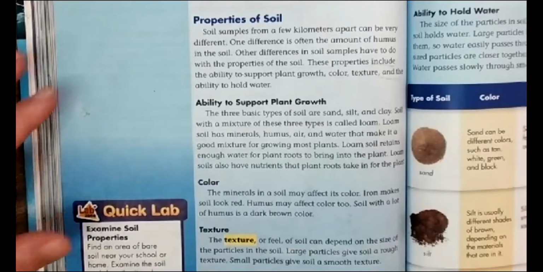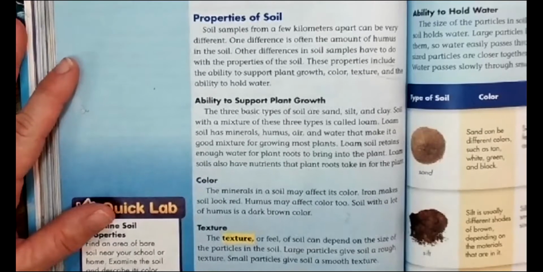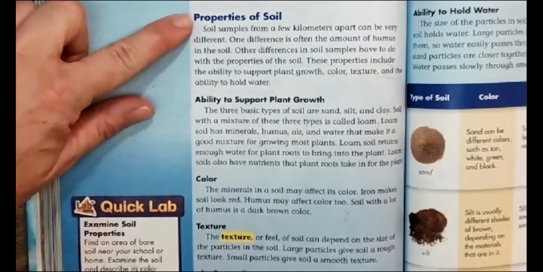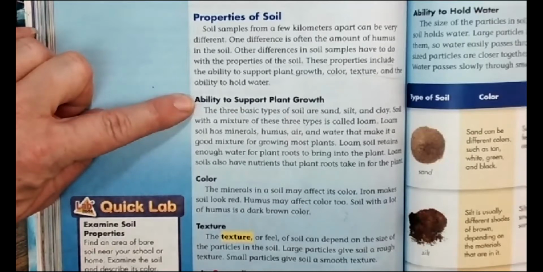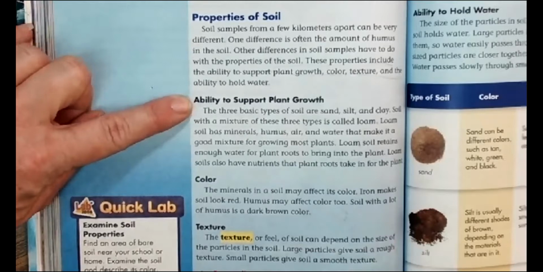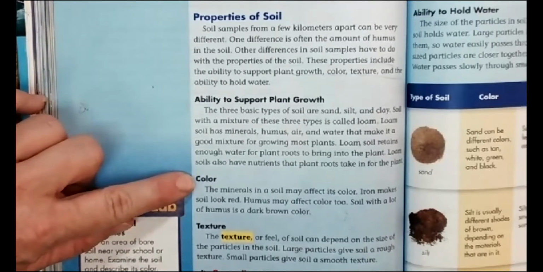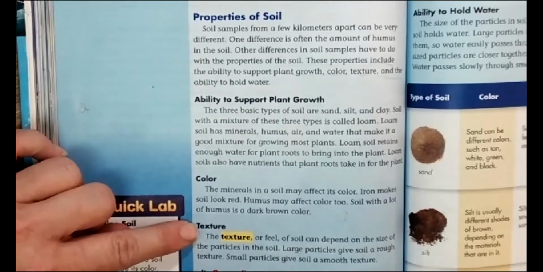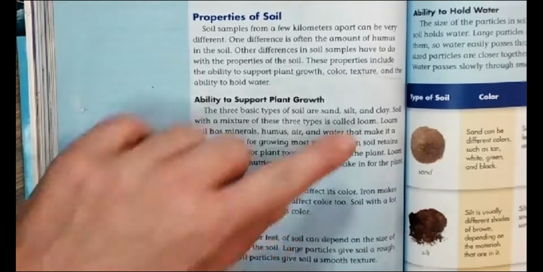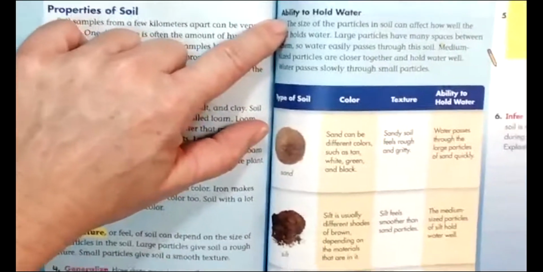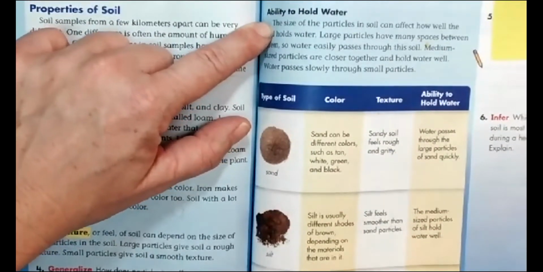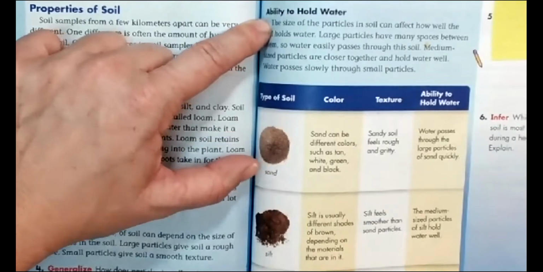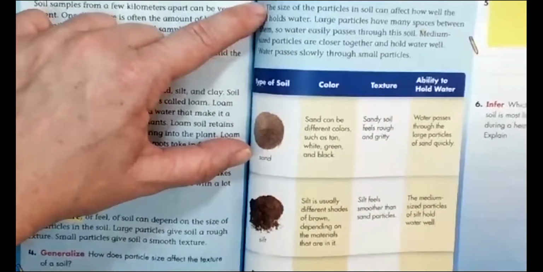So here on page 220 of your science book, I see the properties of soil. The properties of soil are the ability to support plant growth because some soils will grow plants better than others, the color of the soil, the texture of the soil, which means how it feels, and its ability to hold water, because some soils will hold water really well, and some the water just goes straight through them, which wouldn't be so good for plants because the plants need that water.